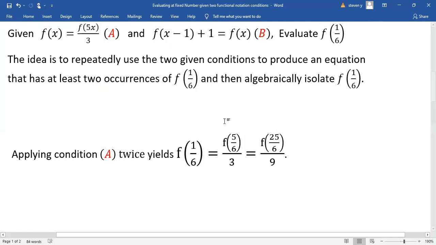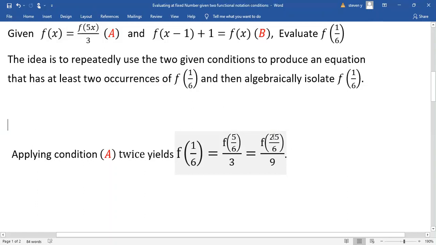All right, so I got started on this problem by applying condition A twice. Now you can take a look at this and verify f at 1/6, this uses condition A, right? From here to here, I hope you guys can see this okay. So f at 1/6 is equal to f at 5/6 divided by 3. Now if you apply it again, it's the 5/6 that's getting placed in as x, and so you would get f at 25/6, but it's divided by 3 again, and so f at 1/6 is equal to f at 25/6 divided by 9.